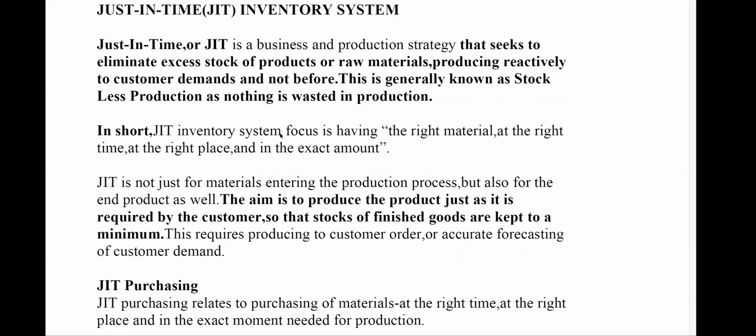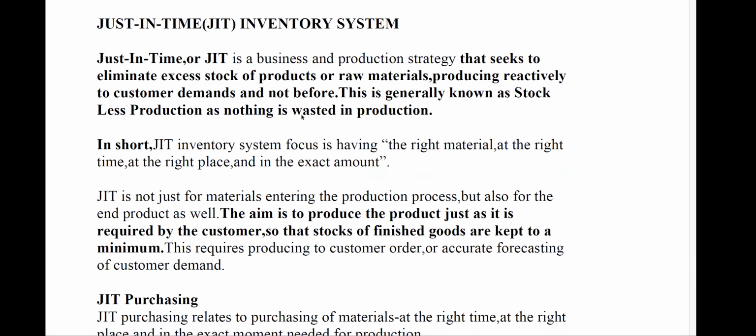Just-in-time system. I believe I sent you a video on just-in-time, but let's just look at the just-in-time inventory system again. Now, when we talk about just-in-time or JIT, it is actually a business and production strategy that seeks to eliminate excess stock of products or raw materials, producing reactively to customer demands and not before. What it means is that we keep no stock. So just in time is simply no stock. It was invented in Japan and people have adopted it ever since.